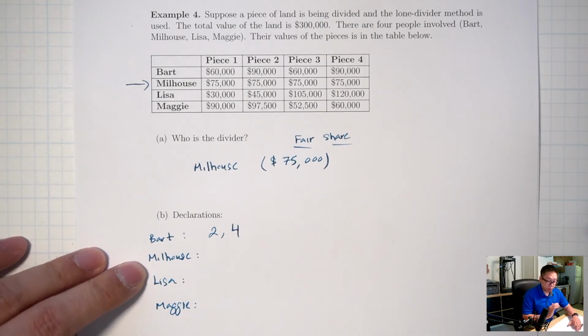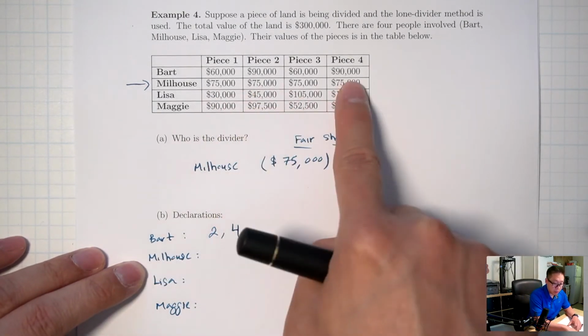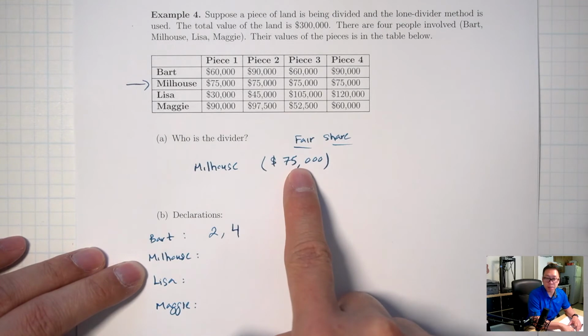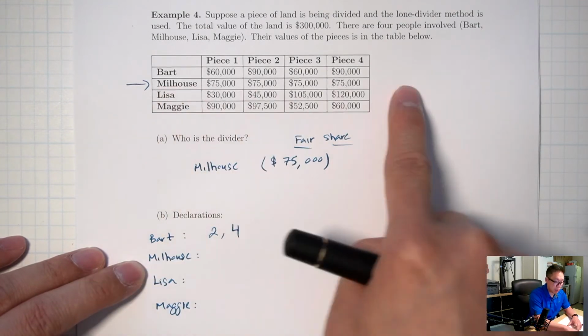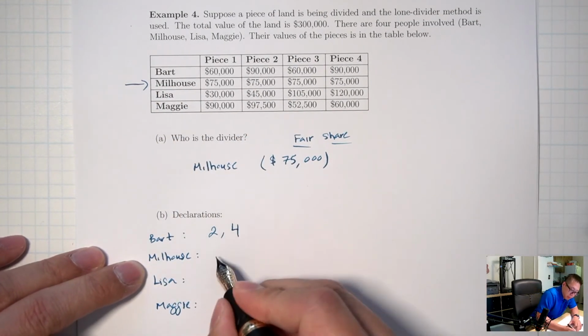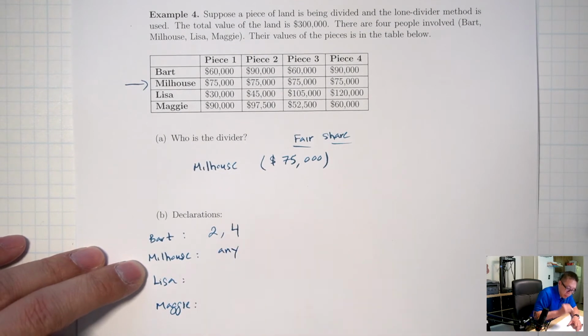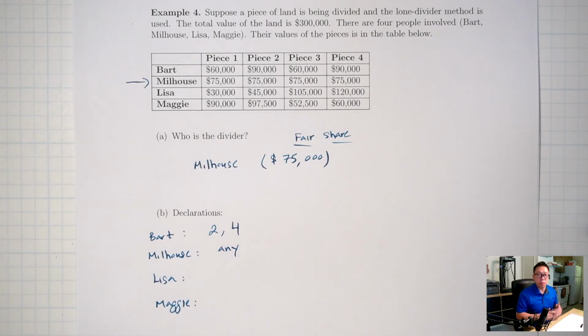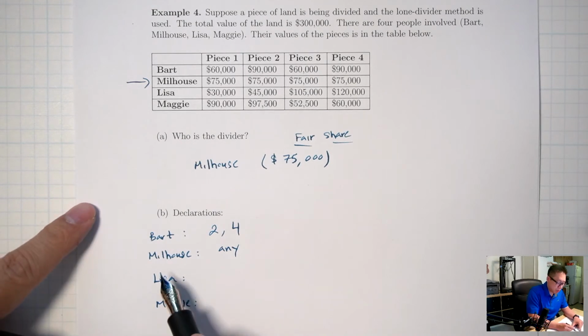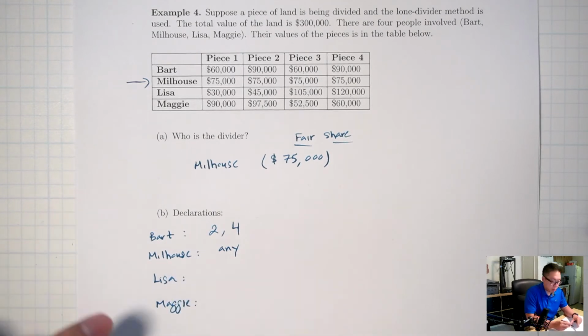Milhouse, who was the divider, right? All of his pieces are $75,000 or more. So he would accept any of those pieces. And this is always true for the divider, because, well, they cut it up in a way that they're happy with any of the pieces. So the divider would accept any of the pieces.